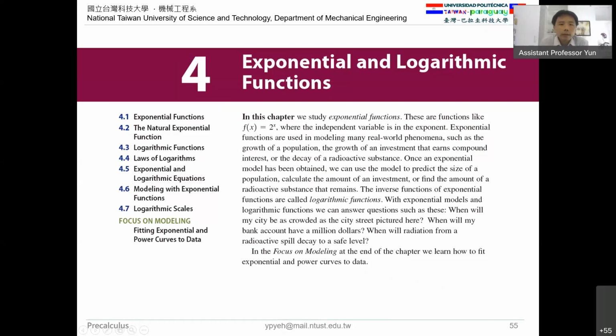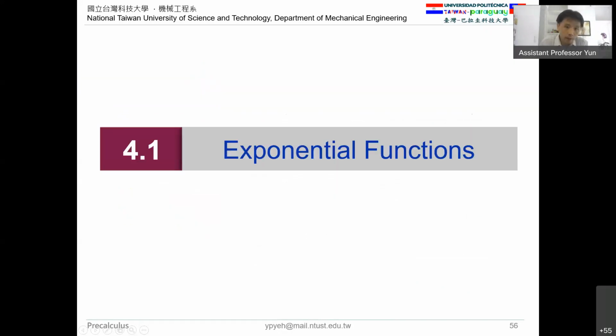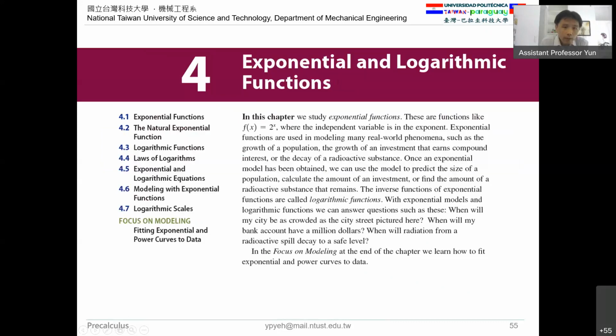Okay, so the next section will introduce the exponential and the logarithmic functions. Okay. And since we know, in chapter 1 we learned some fundamentals, right, of mathematics.